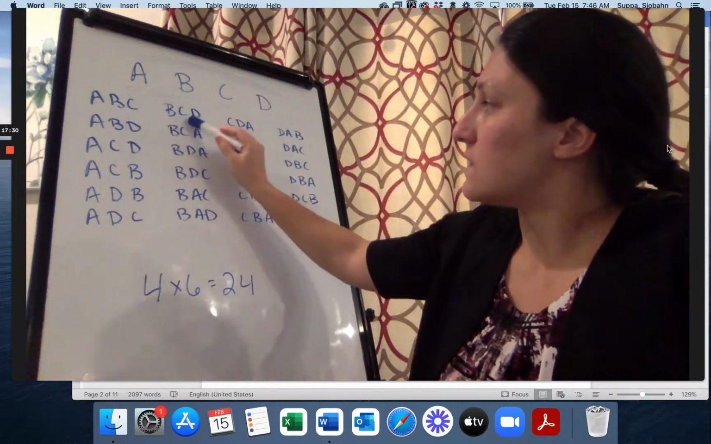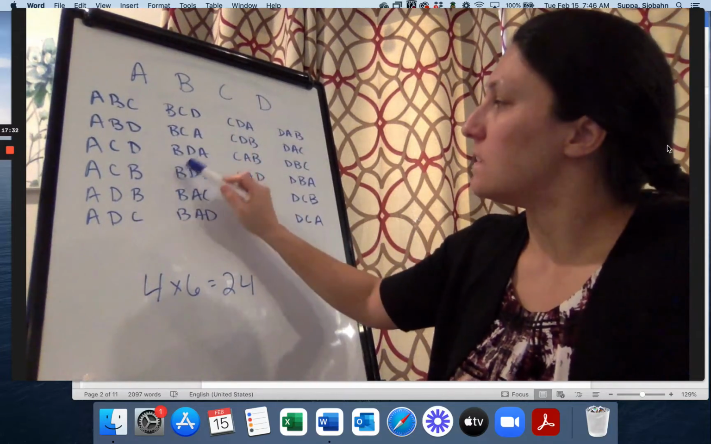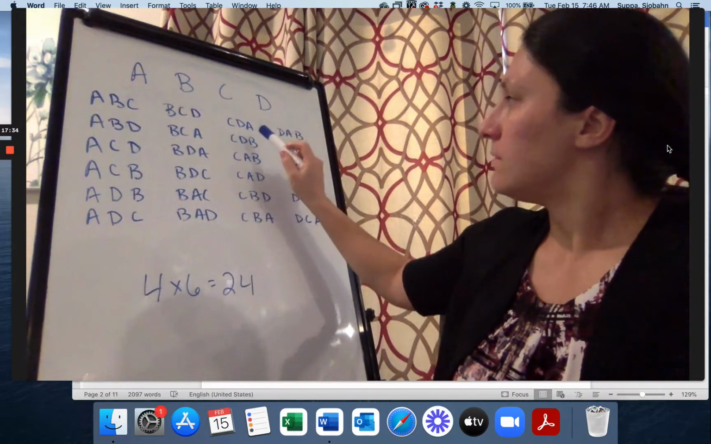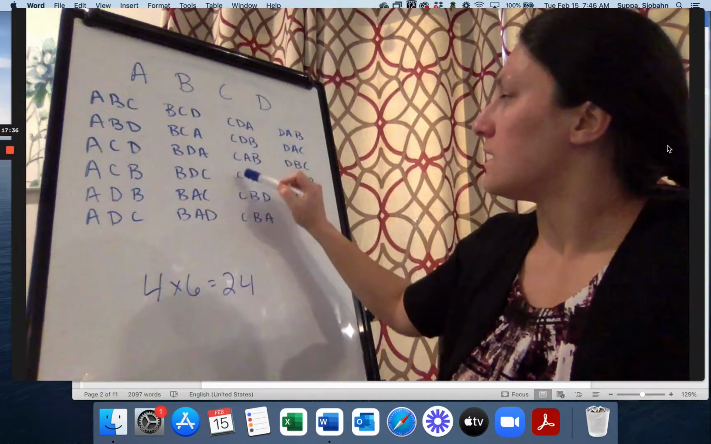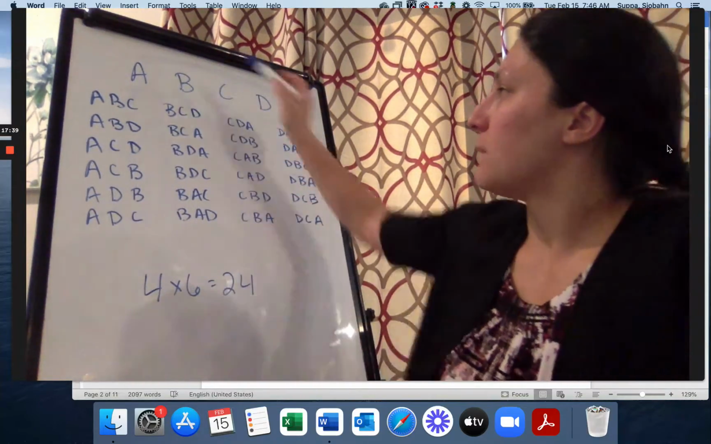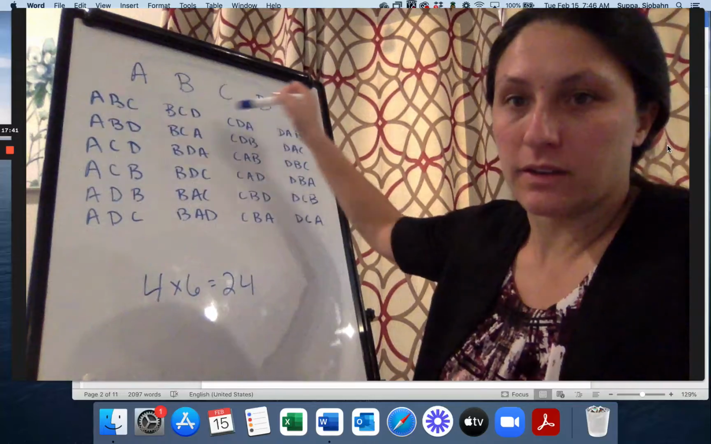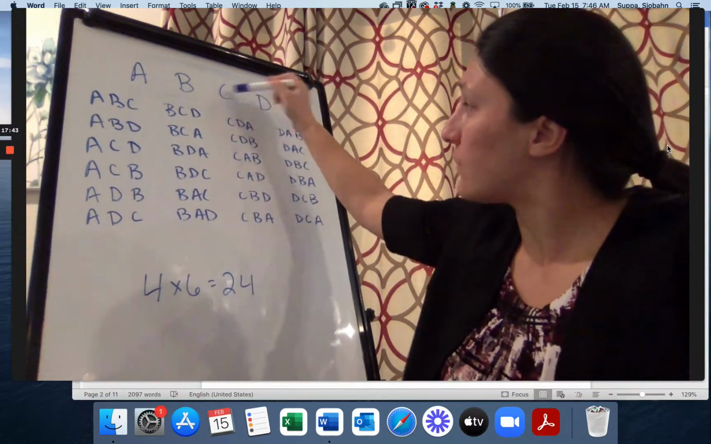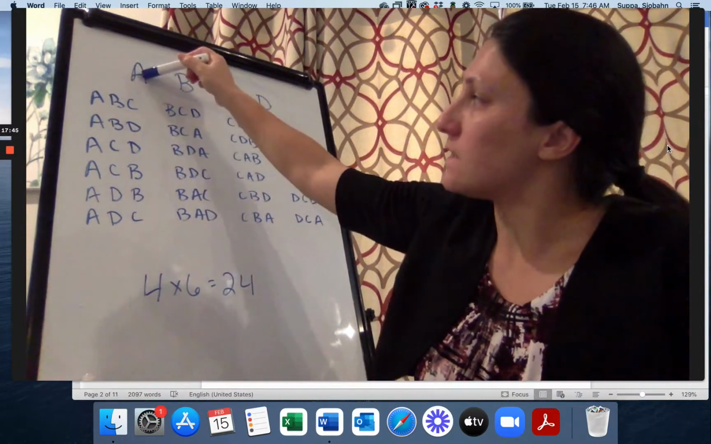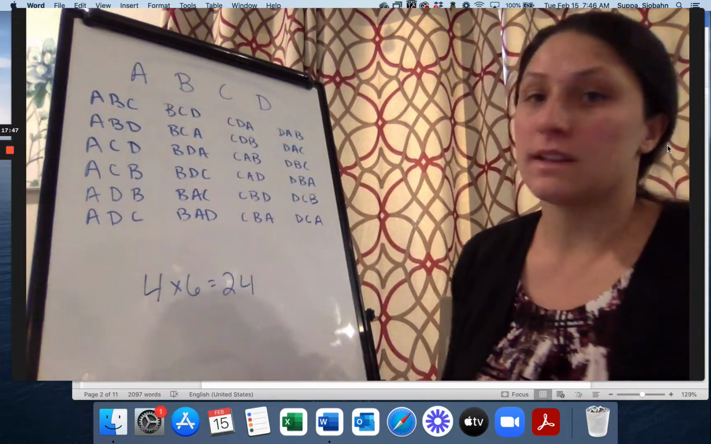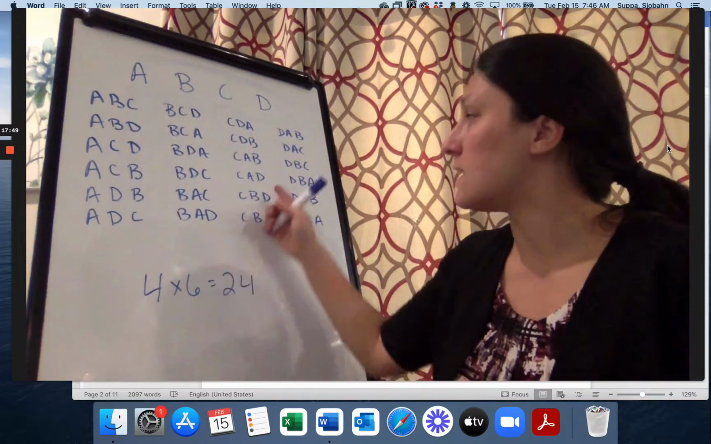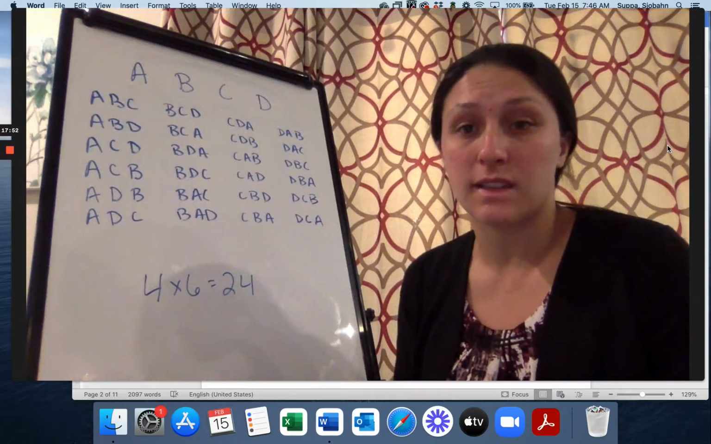I started with BC, BC, then I did the BD, BD, BA, BA. Then here I did CD, CD, CA, CA, CB, CB. Again, I'm using this cycle of a pattern, so that's why I started with the CDs first, and then the CAs next, and then the CBs last. You don't have to do that. You can start with the CAs first, and the CBs next, and then the CDs.